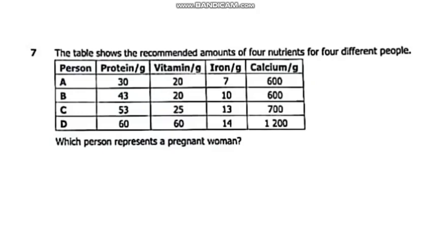So the reason why they need that is because they need the nutrients for the developing fetus. They share. Once a mother takes in those nutrients, they are going to share with the fetus. So that's why they need large amounts of proteins. So here we are going to look at the proteins. We have 60, the vitamin we have 60, iron 14, then calcium we have 1200 grams. So the correct answer here is C, D.